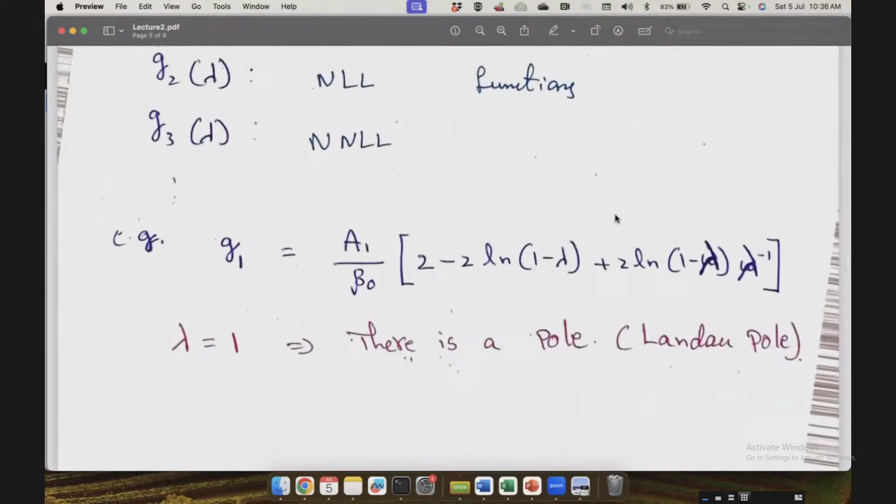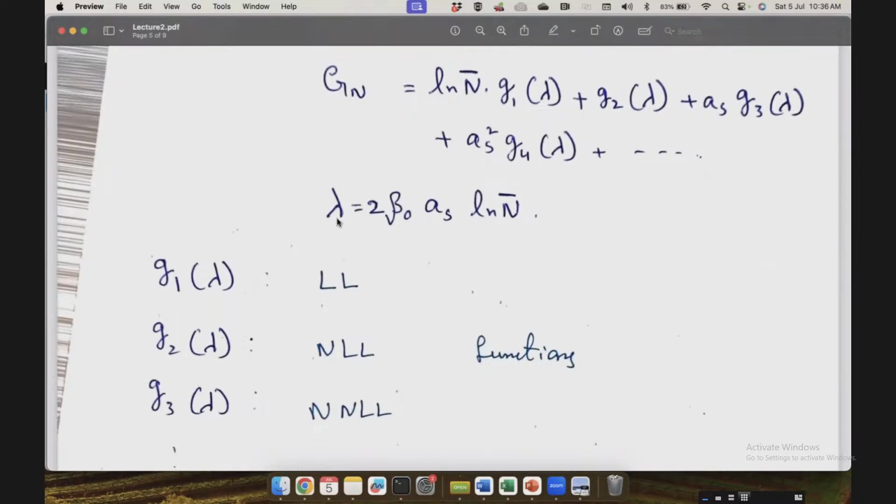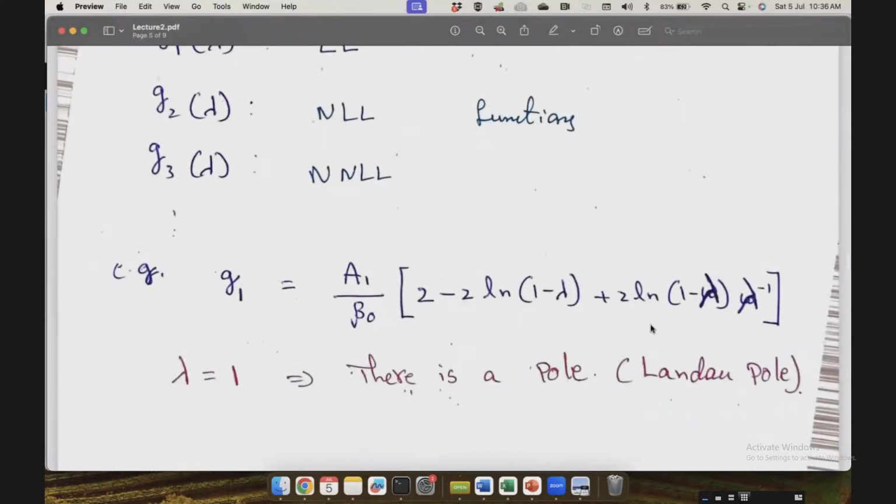So I'm just giving an example of what these coefficients g1, g2, g3, g4 are. These are what we call the resummation coefficients. Each of them is a function of lambda, where lambda is simply given by 2 beta naught alpha s times log n bar. Now if you look at the expression for this g1, this is just one example, and if you go to the expressions for g2 and g3, in the references I have shown you before, either in Catani's paper or in Moch's paper or Ravindran's papers, you can see all these expressions for g1, g2, g3. Maybe the terminology may be slightly different.